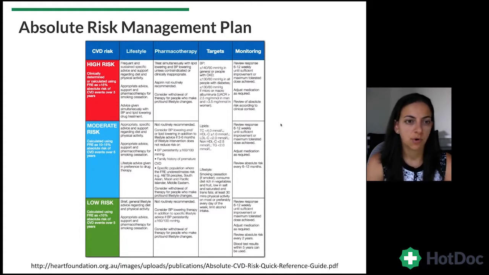So if we look at this in a bit more detail, in terms of someone who's falling under that category of high risk, the lifestyle intervention would be frequent and sustained specific advice to support their diet and physical activity changes.